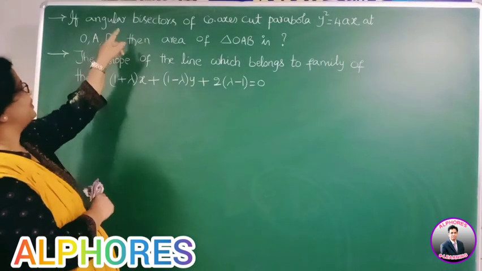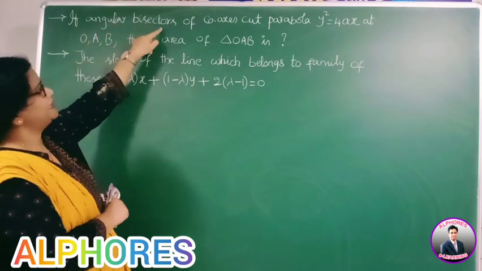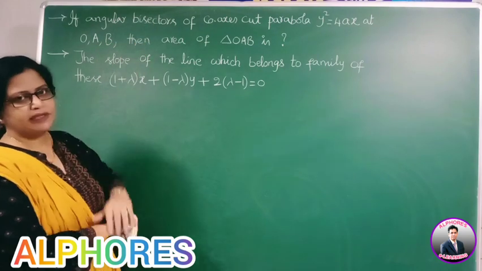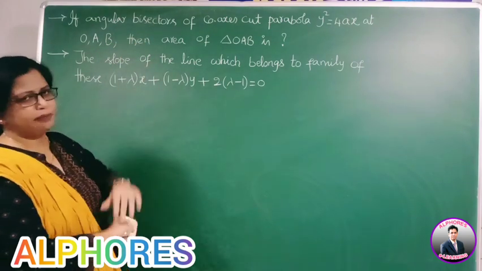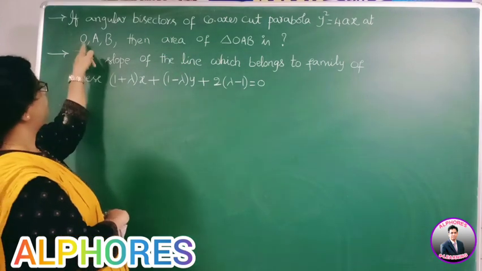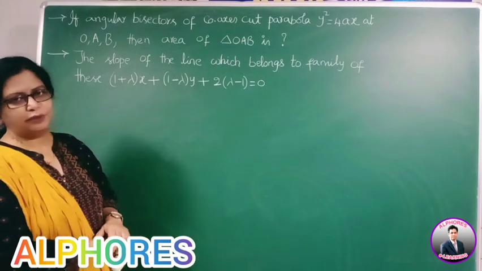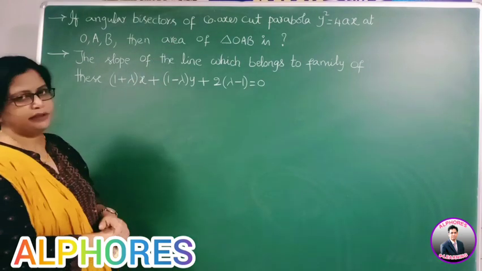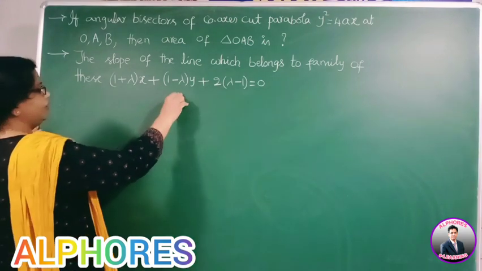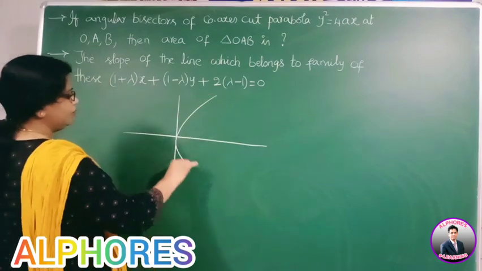So let us observe this problem, students. Read this one. If the angular bisectors of the coordinate axes cut a parabola, that is our standard form parabola, at the points O, A, B, then find the area of triangle OAB. Okay, this is our question. Just draw the diagram. You can draw the diagram, that is very easy. Now you know the standard form of the parabola curve.